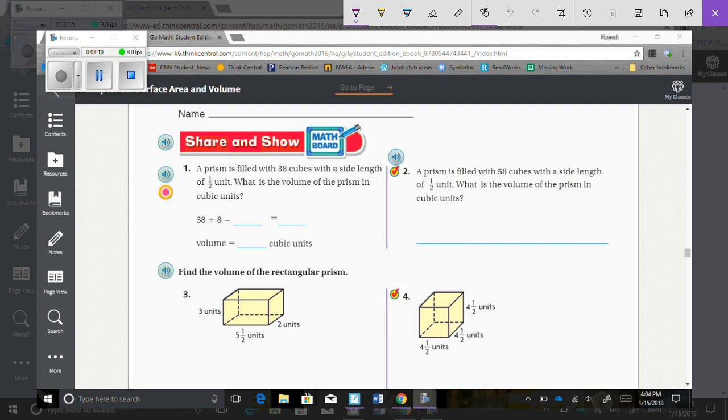So 38 divided by 8, which is going to be, let me think, I know 8 times 4 is 32. Okay, so then I have 4, and 38 minus 32 gives me 6 left over out of the 8. So I have 4 and 6/8, which simplifies, if I divide 6 by 2, I get 3, and 8 divided by 2 is 4. So I have 4 3/4. So the volume equals 4 3/4 unit cubes.